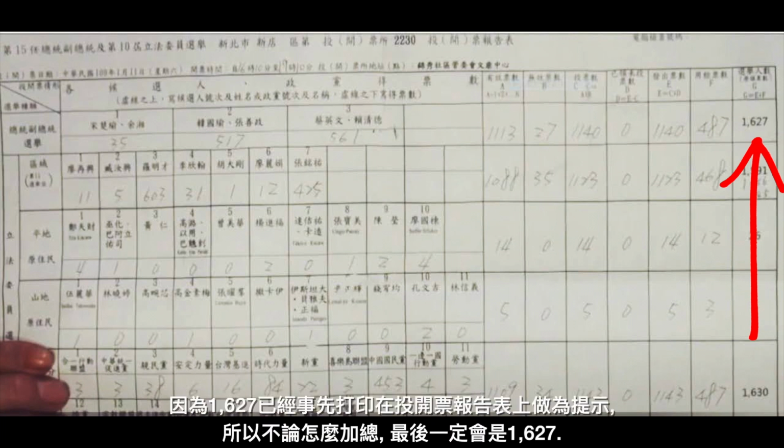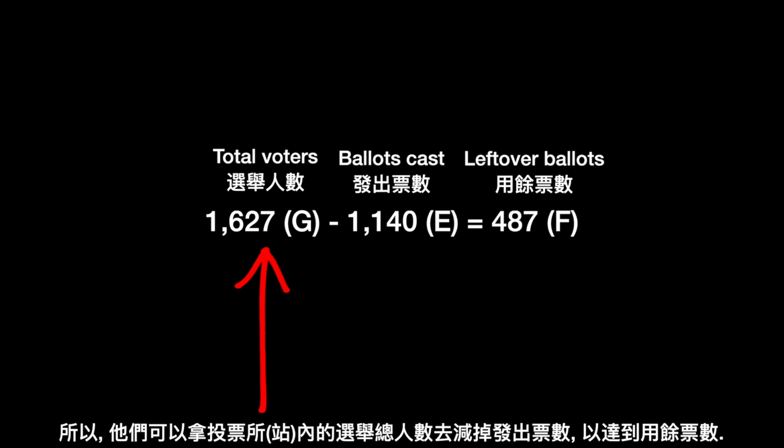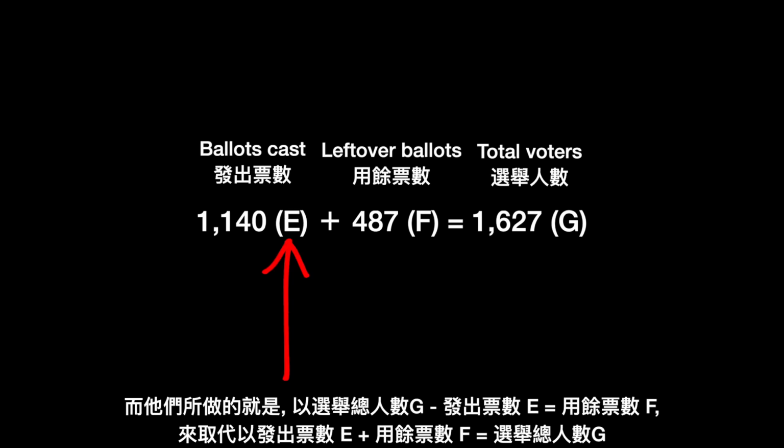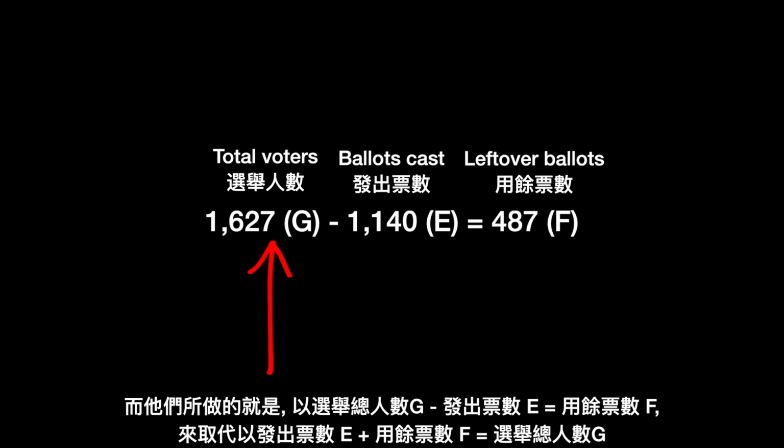It would always add up to 1,627 because it was printed there already for them. Therefore, they could take the total number of voters in the voting station and subtract the number of total ballots cast to reach the number of remaining ballots. So what they did was, instead of E+F equals G, they did G minus E equals F.